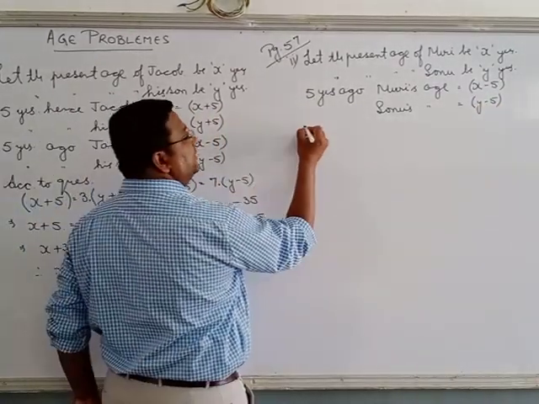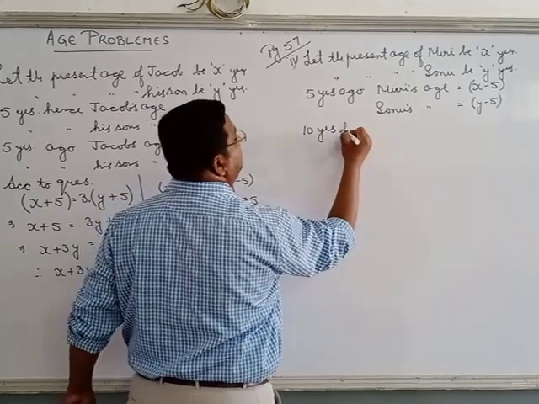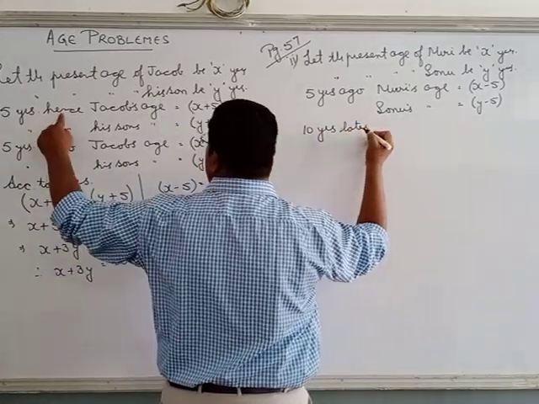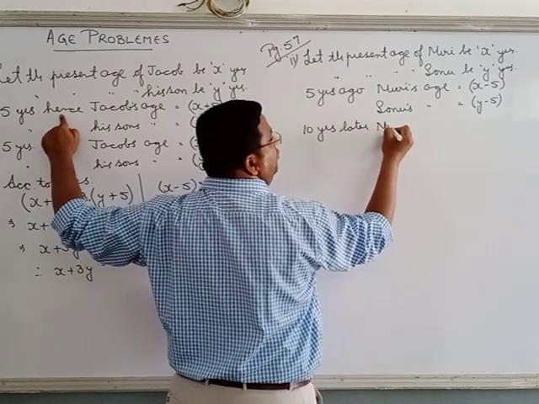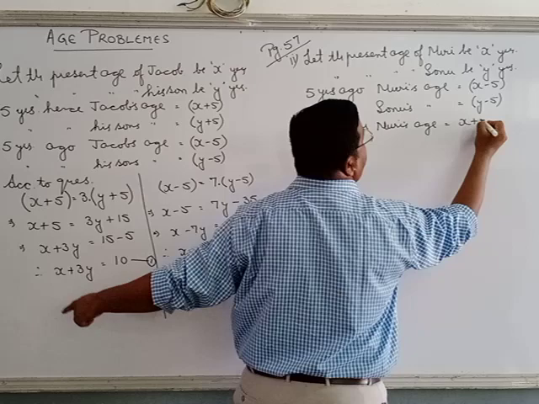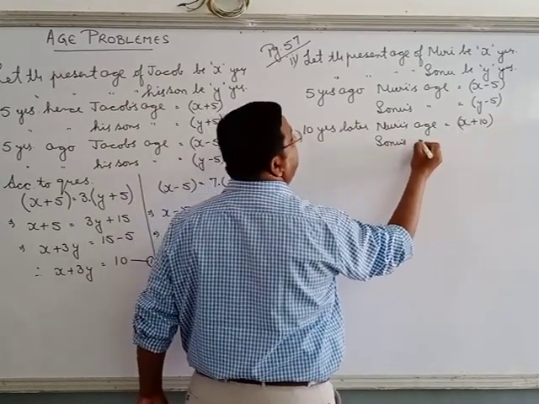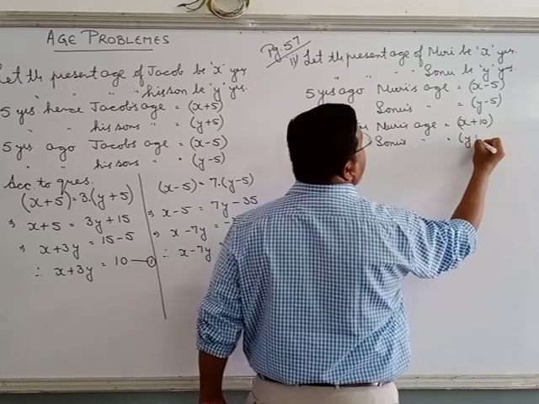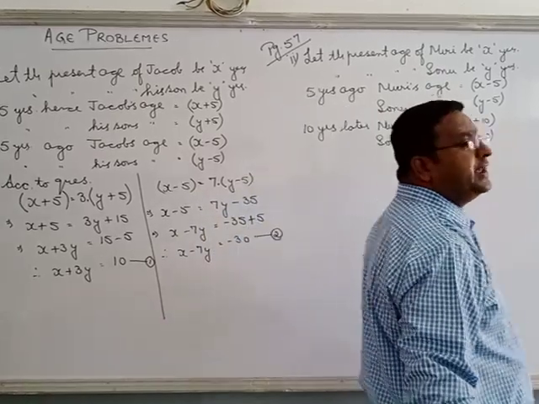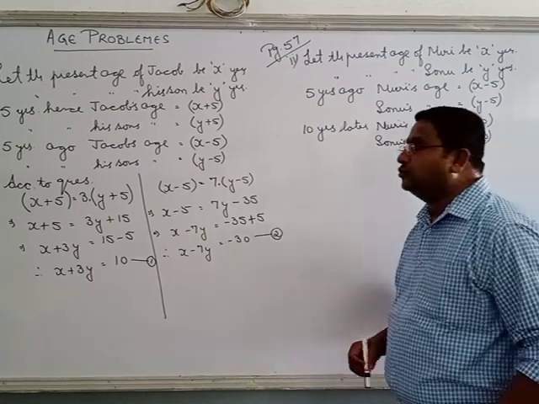And 10 years later, we call it the same. Nuri's age is equal to x plus 10 and Sonu's age is y plus 10. These are the ages he is talking about. Right? Now let us come down to the question.